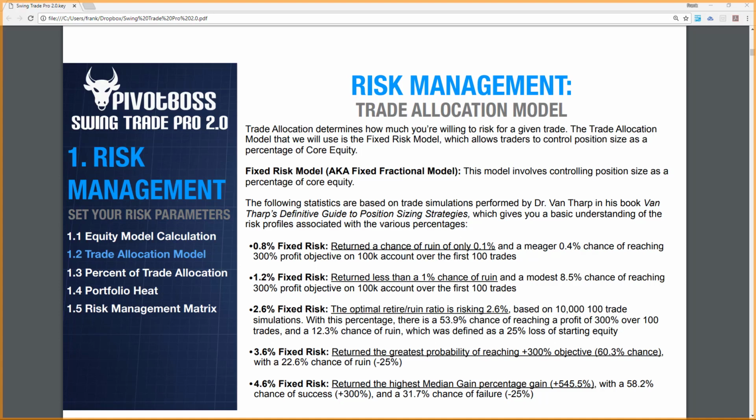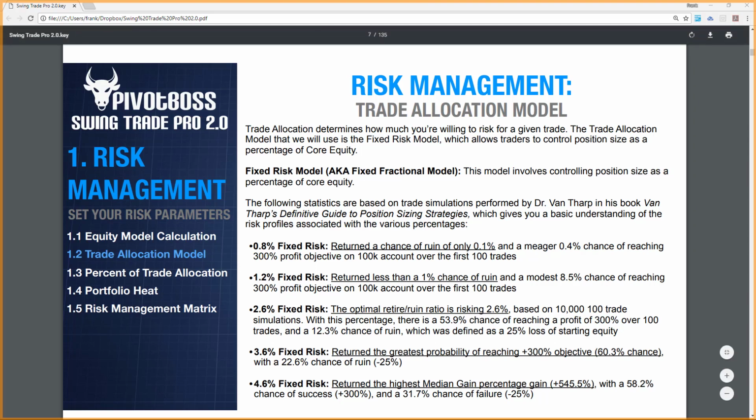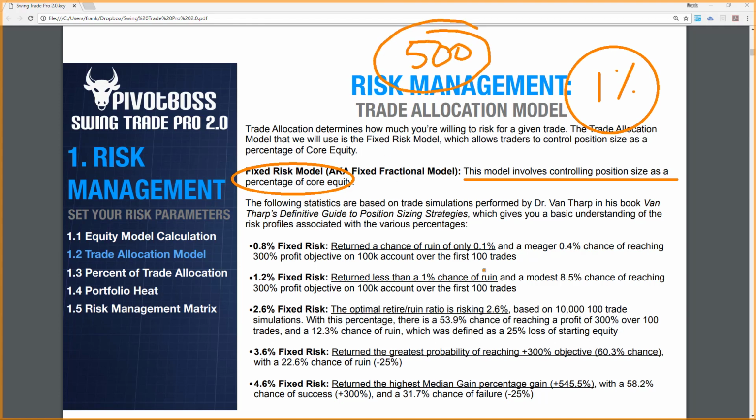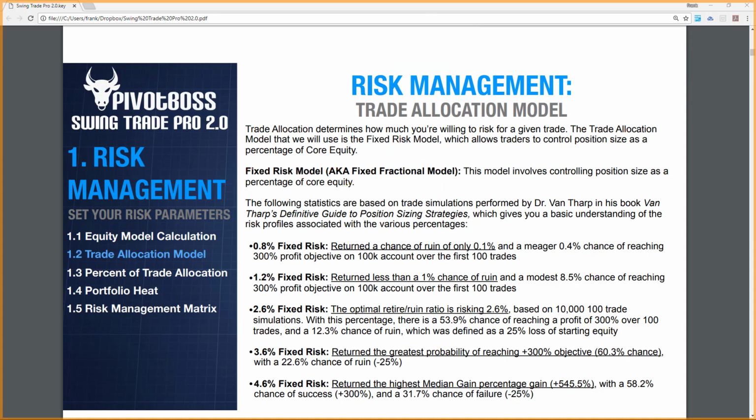So a fixed risk model is something that I've been using for a very long time. It's also known as the fixed fractional model. In this case, the model involves controlling position size as a percentage of core equity. So just what we did before. 1%, for example, of $50,000 was $500, right? And so that would be your trade allocation using a 1%, for example. So fixed fractional means a fraction of your account, and it's fixed, so you would use that amount each and every time, right?